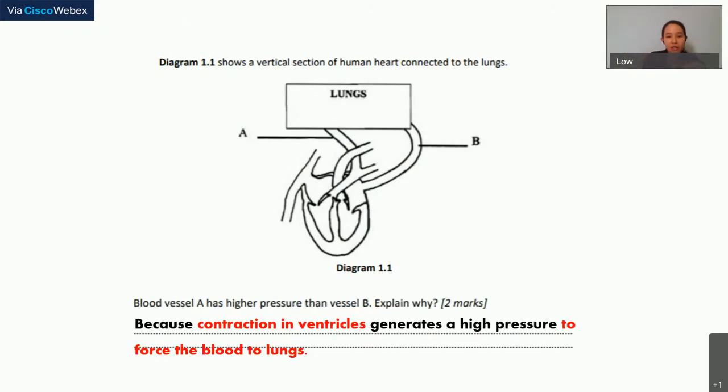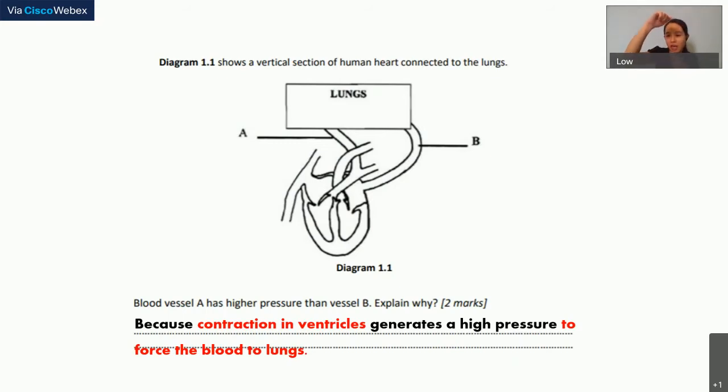Okay, next question. You might just read through it. Blood vessel A has higher pressure than blood vessel B. Why? 2 marks. It's basically because the contraction of the ventricles generates a high pressure that pumps your blood straight to the lungs.